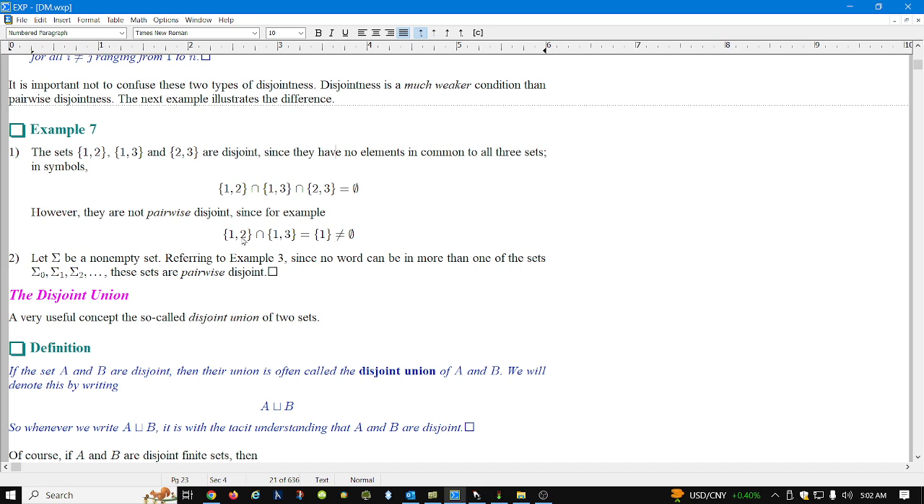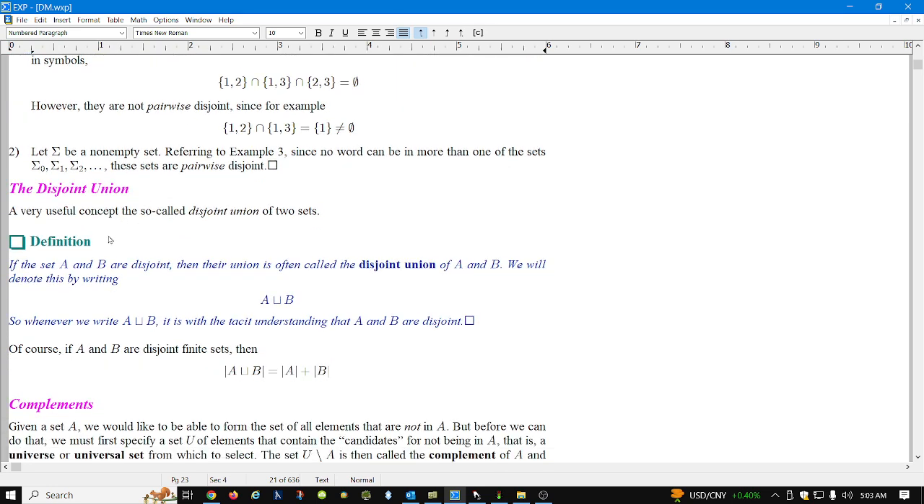You could argue that pairwise disjointness is a more important concept. That's debatable, of course. If sigma is an alphabet, then sigma naught, sigma 1, sigma 2, these sets are pairwise disjoint. This is an infinite family, so the concept of pairwise disjointness works just fine for infinite families. Okay.